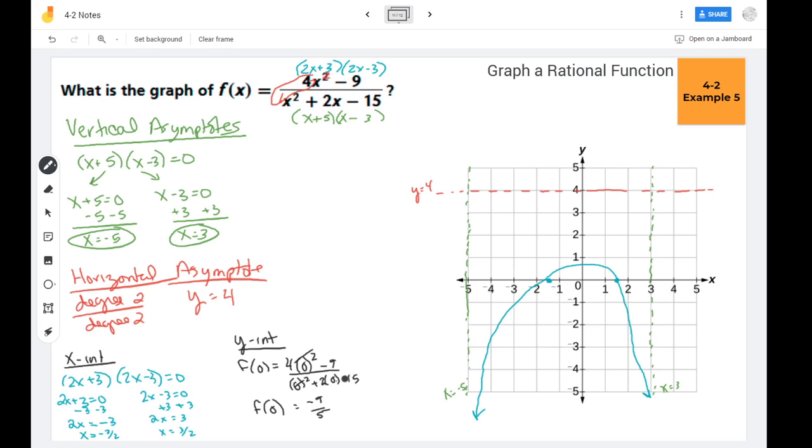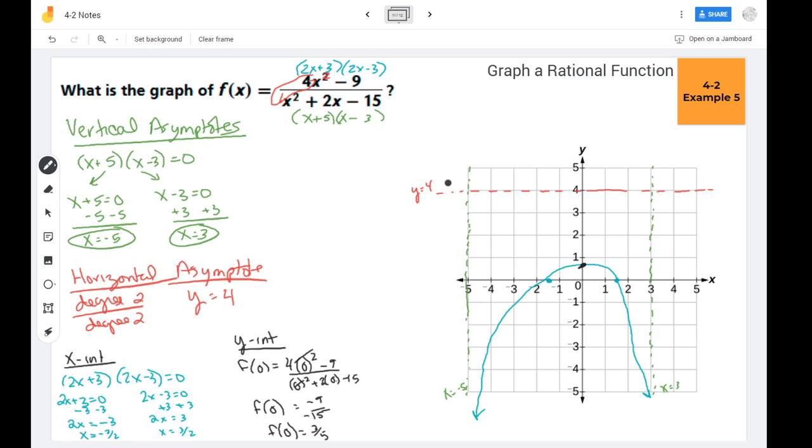Oh, that's a minus 15. What am I doing? Over negative 15. And so that's a positive 3/5 if I reduce that fraction. So that's right here. And so that's helping me to get that shape as well. But I still don't know, because remember, every section that is separated by a vertical asymptote usually has some kind of curve to it.